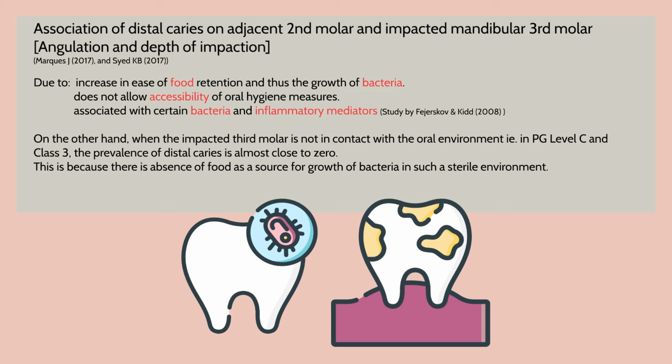Another study also said that impacted third molar is associated with certain bacteria and inflammatory mediators that can cause caries. On the other hand, when the impacted third molar is not in contact with the oral environment, such as in PG level C and class 3, the prevalence of distal caries is almost close to zero.